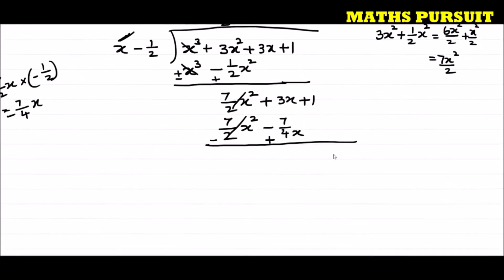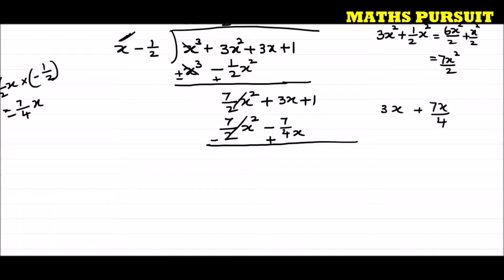And now let us solve this one and see what we are getting. Here we have 3x plus 7x by 4, or I can write 12x by 4 plus 7x by 4, which is equal to 19x by 4. This is what we are getting: 19 by 4x plus 1.